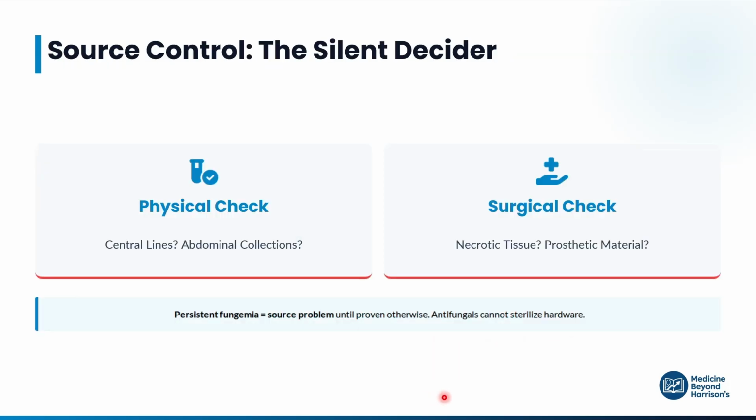So source control is a silent decider. Physically check, always check for the central line, abdominal collections, and surgically check for necrotic tissue and prosthetic material. Persistent fungemia is a source problem until proven otherwise. Antifungals cannot sterilize the hardware.